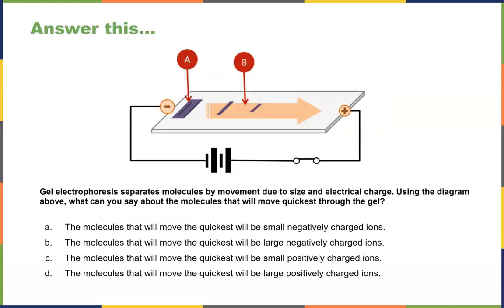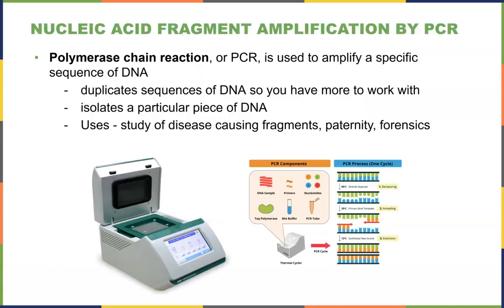Okay, so answer this question. Gel electrophoresis separates molecules by movement due to size and electrical charge. Using the diagram above, what can you say about the molecules that will move the quickest through the gel? So molecules that move fast are going to be what? Smaller. Molecules that don't move as fast are going to be larger. So that should leave us with at least two answers. So the quickest ones will be small and small. So now what are we going to say, negative or positive? DNA is negative, and so that's going to be A. A should be your right answer.